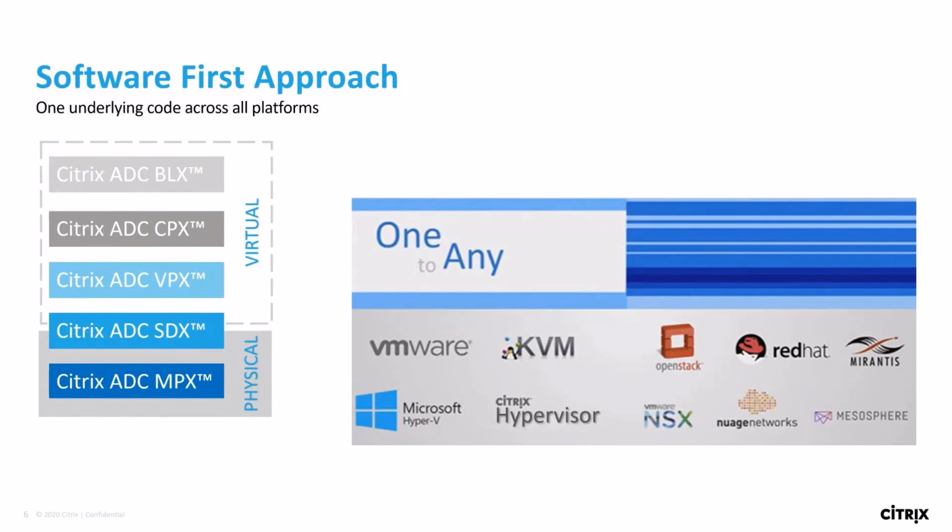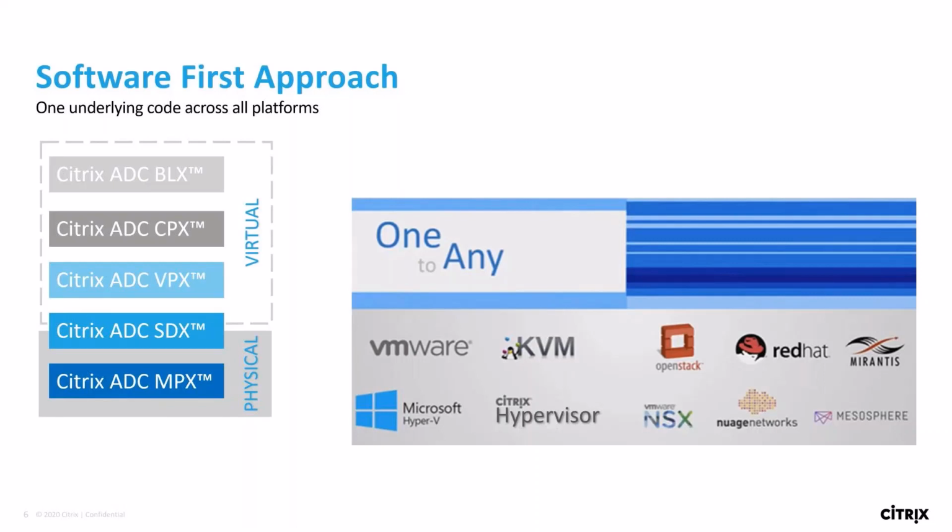Citrix is the only vendor that supports all ADC form factors, and Citrix ADC provides a common code base and feature set that can be deployed in physical, virtual, and containerized environments. So we'll start with the BLX. This is the lightweight bare metal software version of the Citrix ADC that runs as a Linux process on the hardware of your choice without any hypervisor or container overhead.